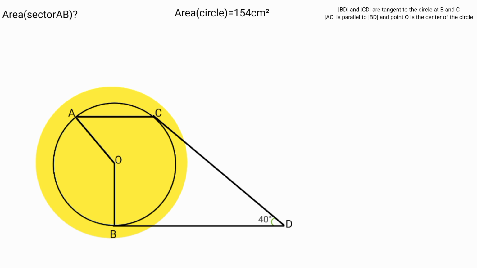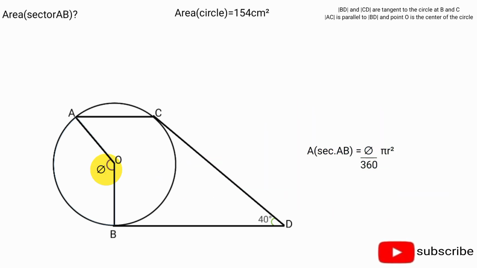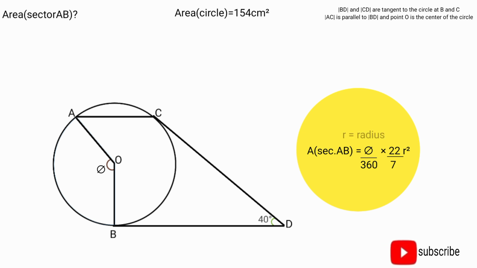So how can we solve this? The general formula for the surface area of a sector is theta over 360 pi r squared. Theta is the angle it subtends to the center, which is this angle here. Pi is 22 over 7 and r is the radius. So what is theta and the radius?